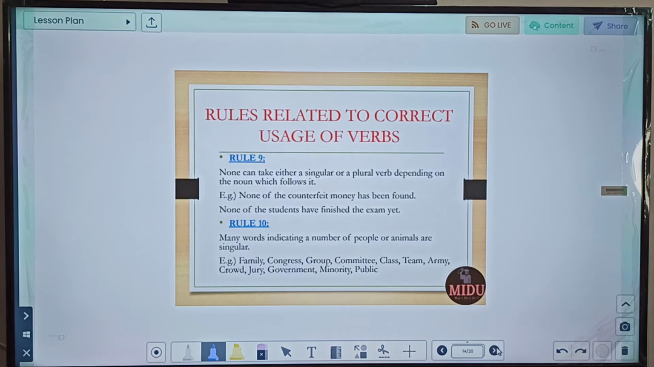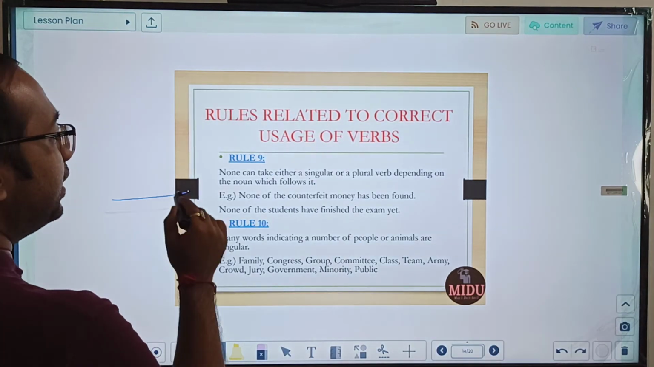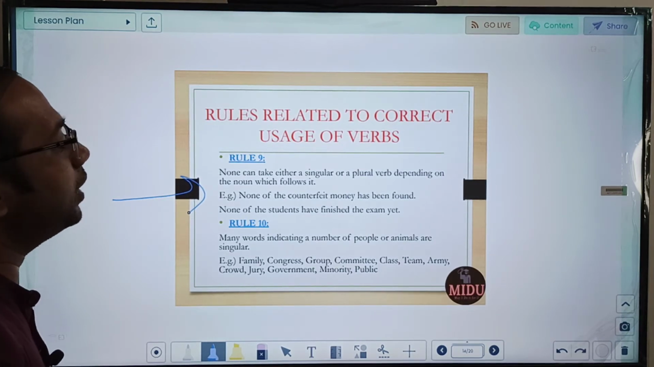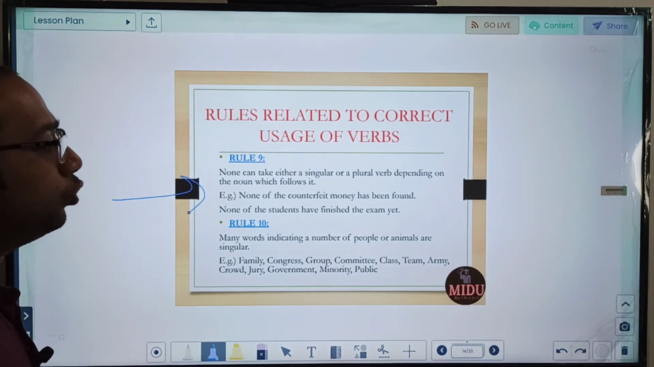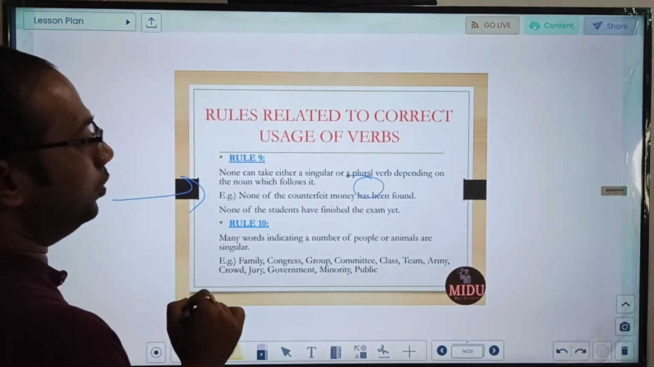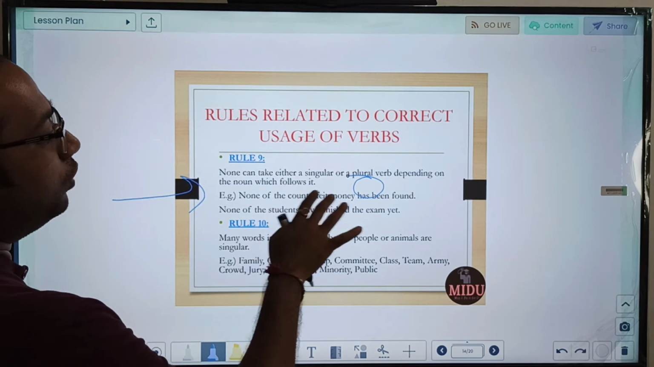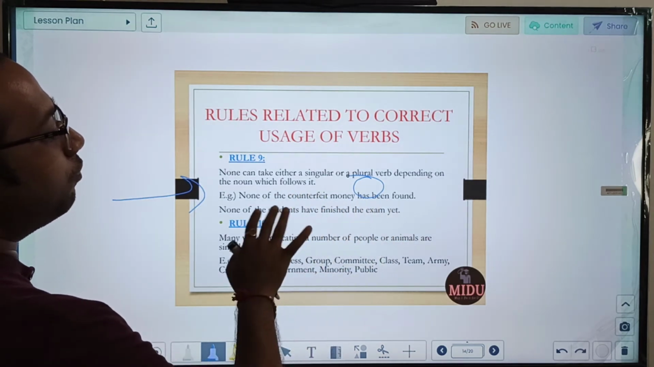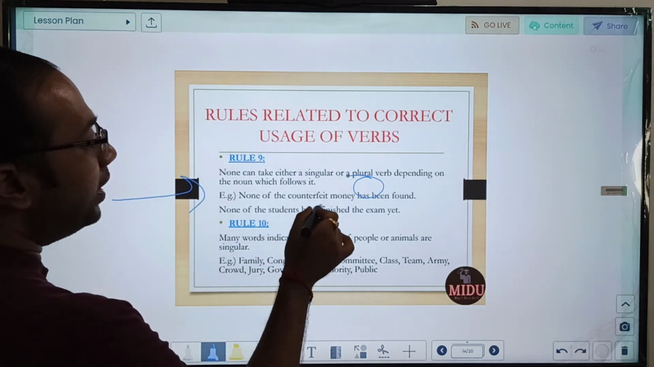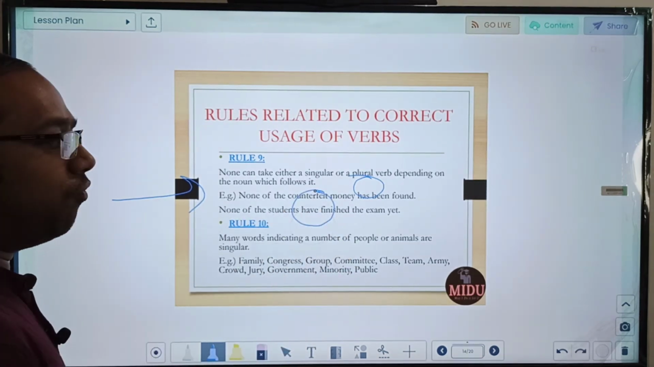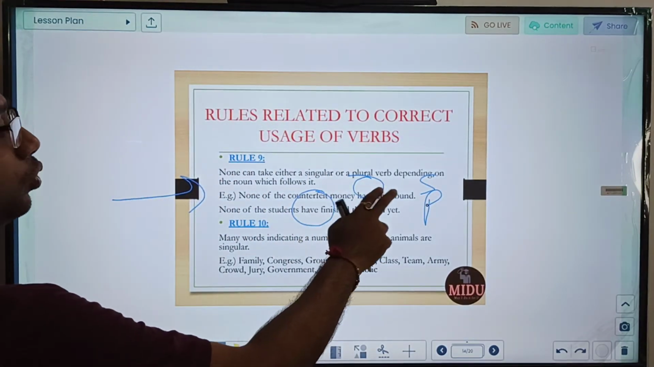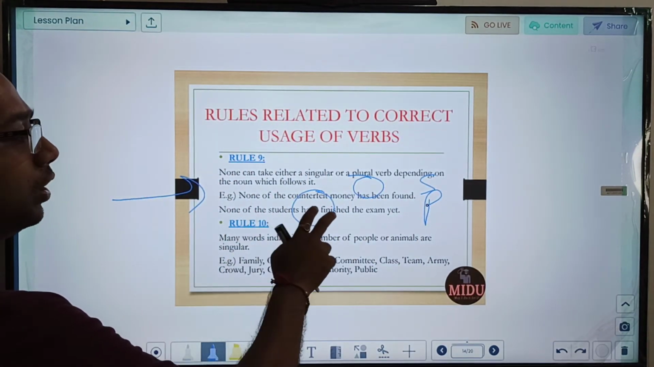Rule number 9 says that none can take either a singular or a plural verb depending on the noun which follows it. So just see these two cases. "None of the counterfeit money has been found." The noun which follows it, counterfeit money, is something which is singular, so we will use "has". "None of the students have finished the exam." Why is this singular and this plural? Because of the noun. Money is singular, so singular. Students are plural, so plural.